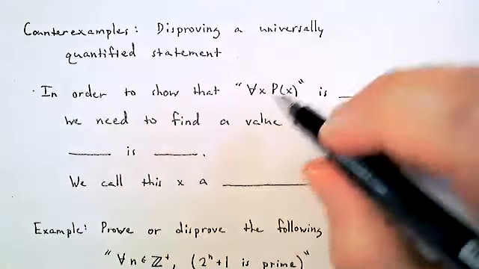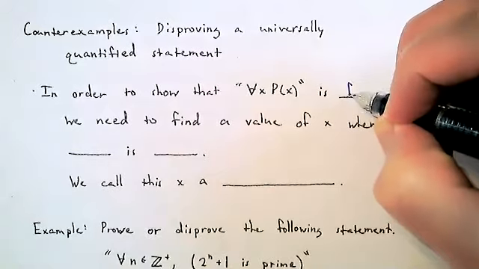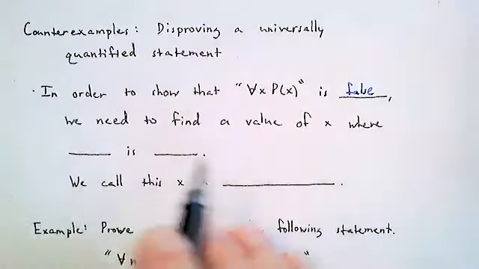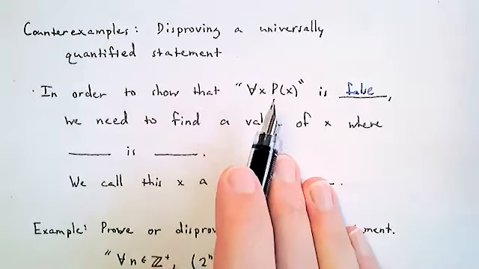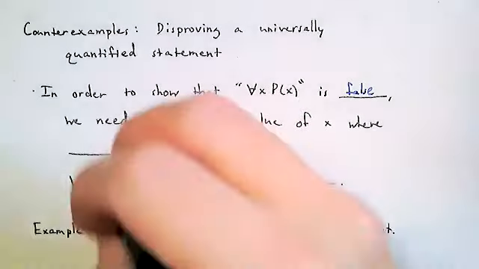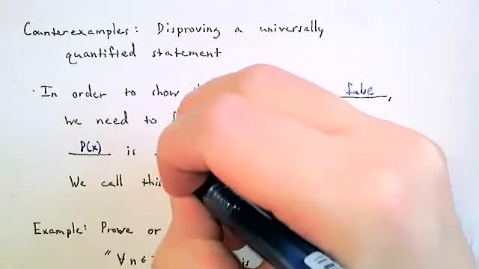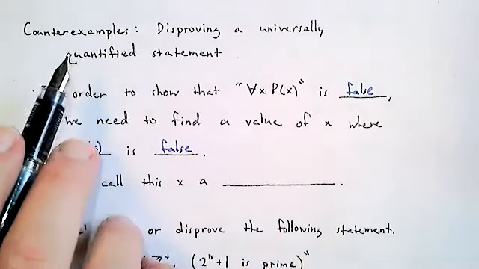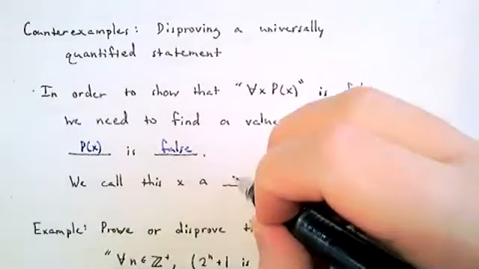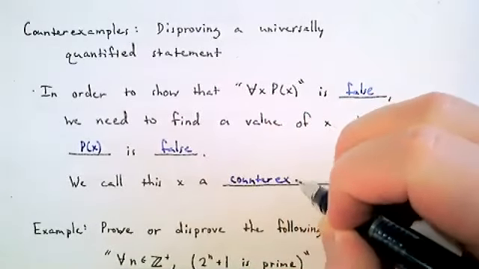So in order to show that for all x, P of x is false, we need to find at least one value of x where the propositional function is false. And this value of x that we find is what we call a counterexample. So we find something where the statement is false.